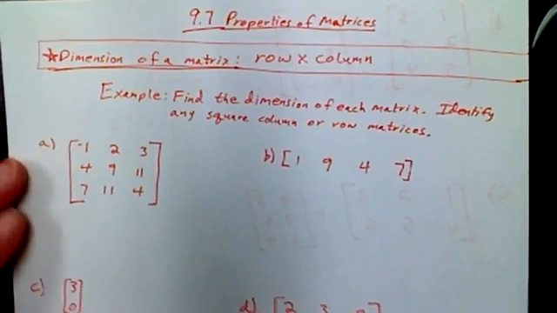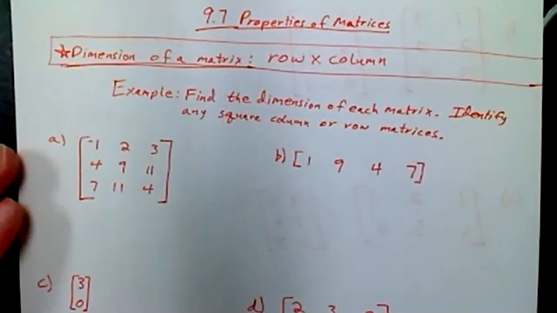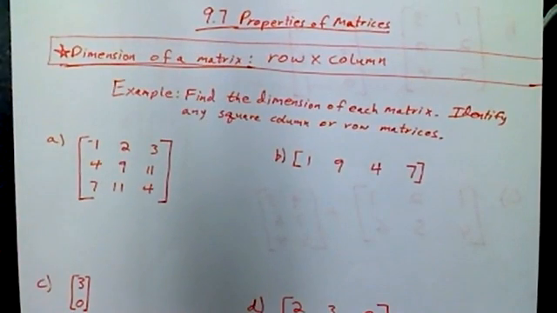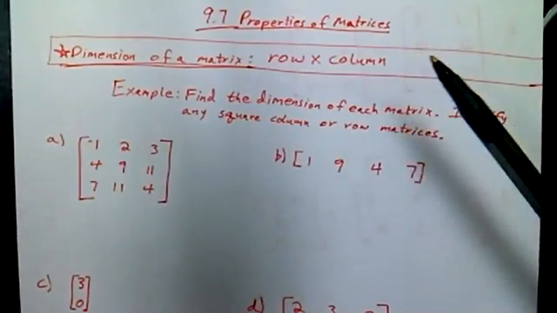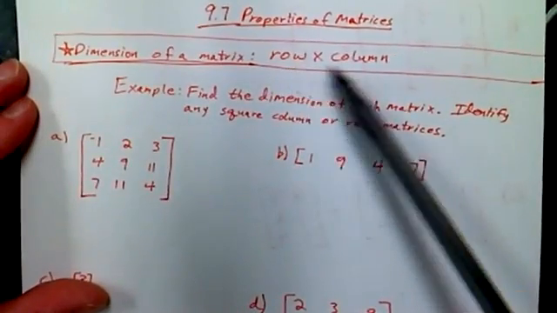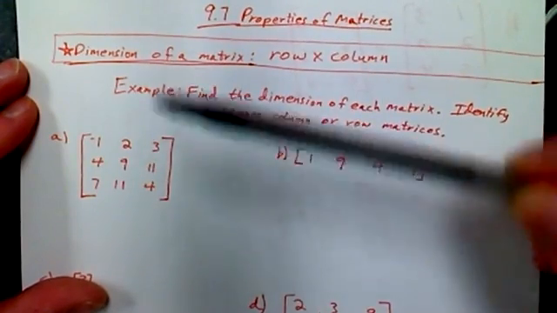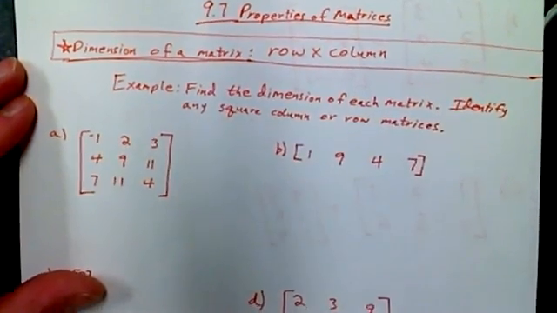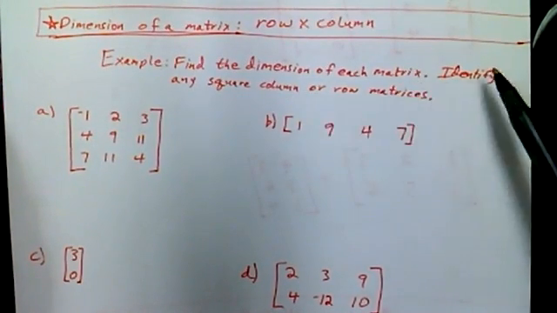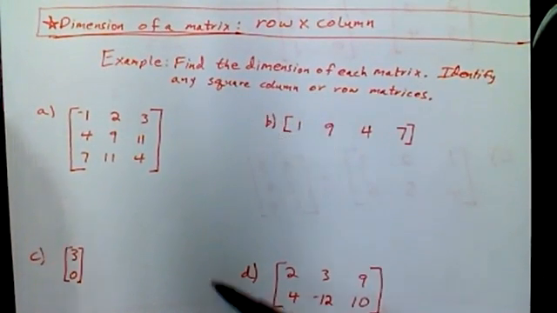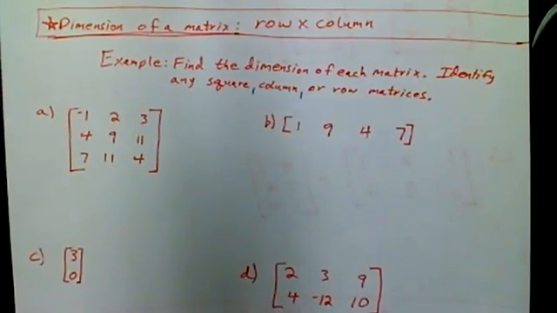Okay, so what we have to start with is we have to talk about the dimension of a matrix. We need to know the dimensions of a matrix. The way we talk about the dimensions, the size of these things, is it's just the row by the column. So remember, rows are horizontal, columns are vertical. So to start us right off, an example: find the dimension of each matrix, identify any square, column, or row matrices. And I'll show you an example of that.